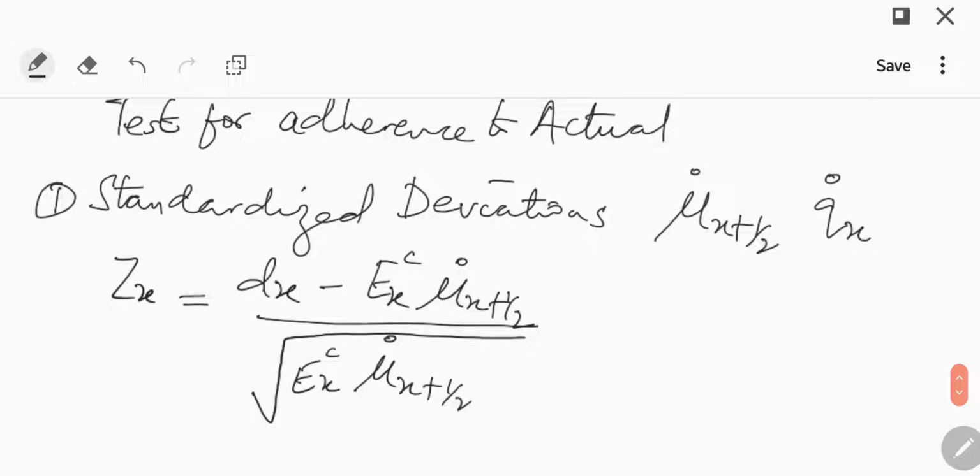So this is the actual observed number of deaths minus the expected number of deaths, divided by the standard deviation of the number of deaths. This is under the assumption that the deaths follow a Poisson distribution, and I have graduated the rates using the Poisson distribution model. So this is what we are using for testing whether the graduated rates adhere to the actual data or not.